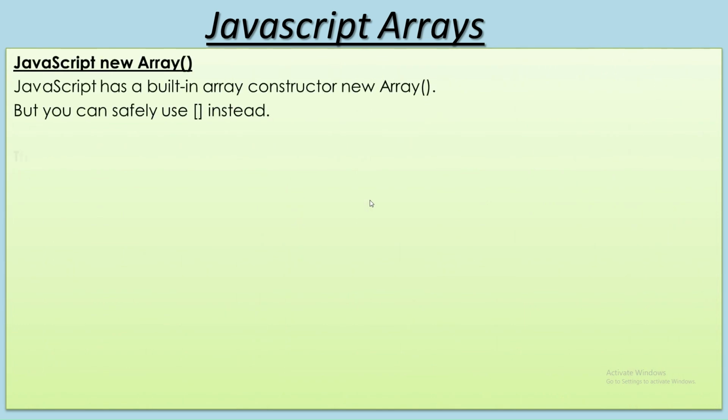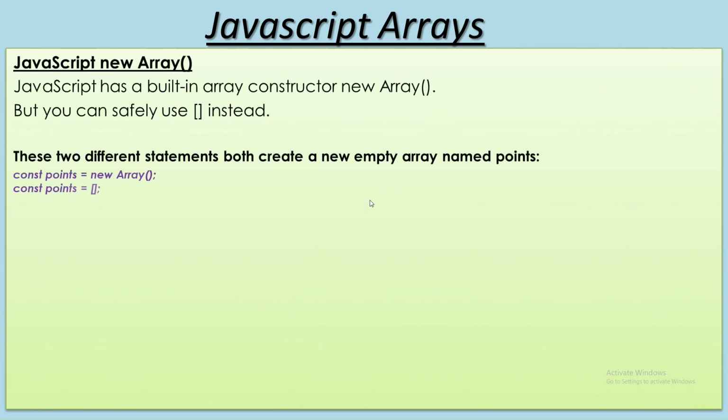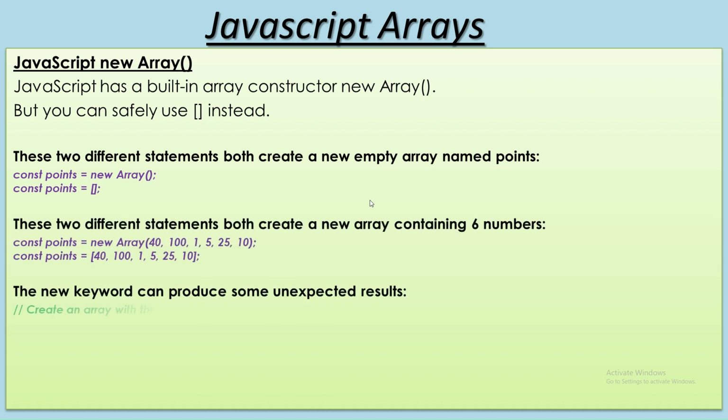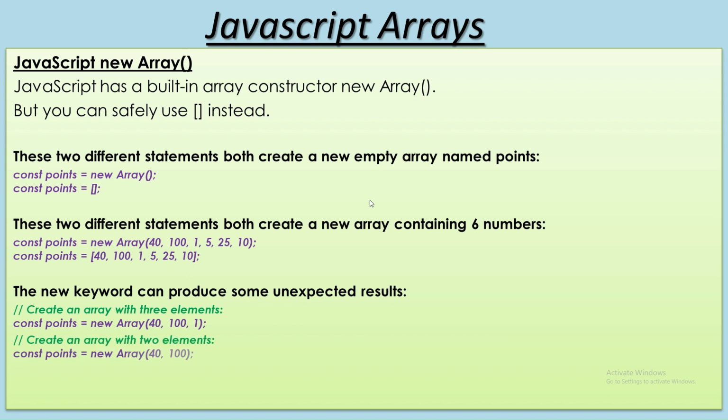Now the new array. JavaScript has a built-in array constructor, the new array method, but you can safely use square brackets instead. These two different statements both create a new empty array named points: const points = new Array(), const points = []. And these two different statements both create a new array containing 6 numbers: const points = new Array(40, 100, 1, 5, 25, 10), and const points = [40, 100, 1, 5, 25, 10].